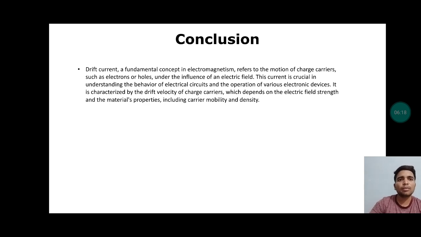It is characterized by the drift velocity of charge carriers, which depends on the electric field strength and the material's properties, including carrier mobility and density.